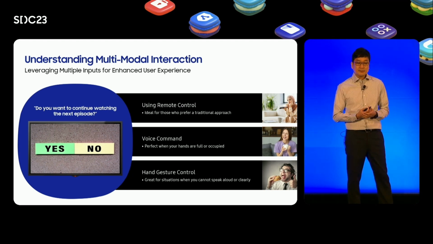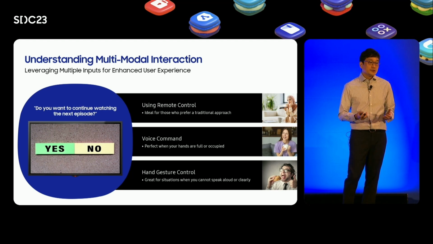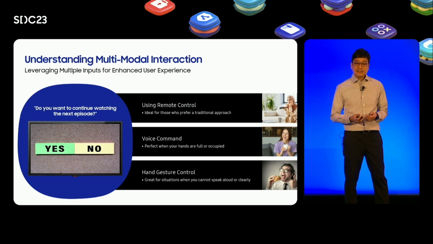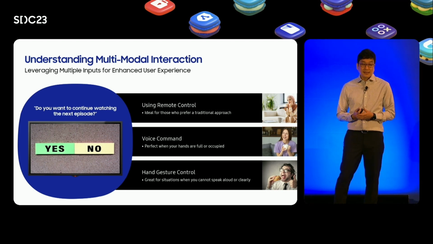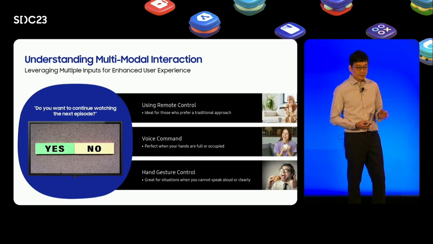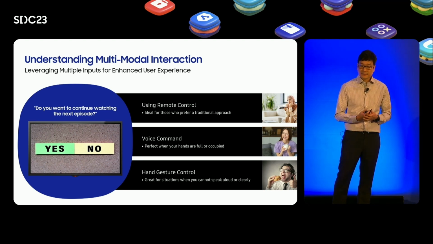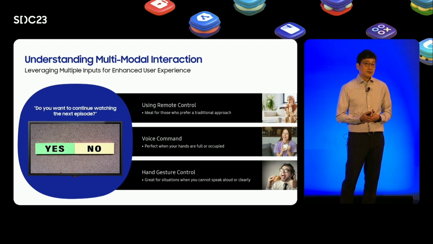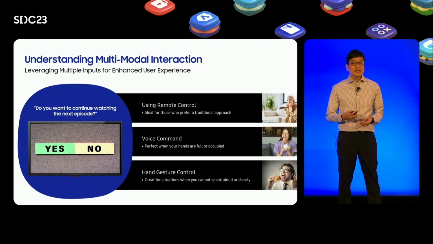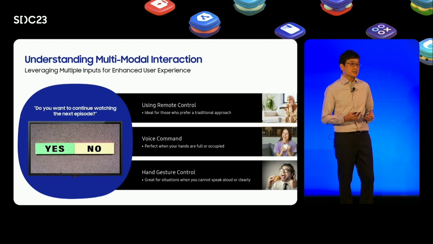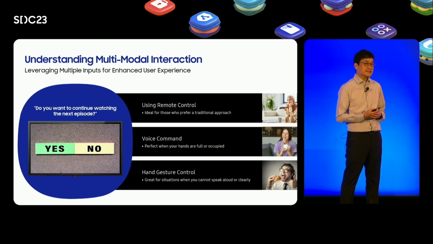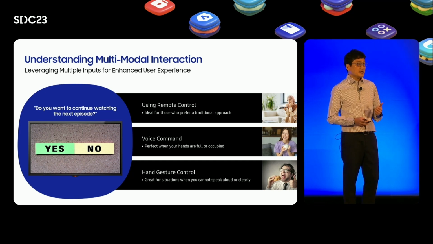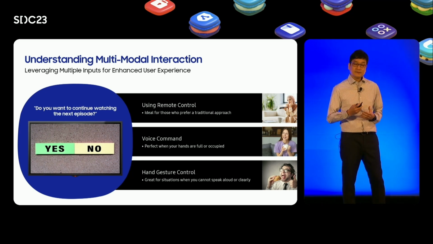However, in a system that supports multimodal interactions, you have more options to respond. You can speak to your TV when your hands are occupied, or use gestures like a thumbs up or the OK sign when you're unable to speak clearly. But multimodal interaction isn't just about offering multiple options. It's also about combining these modes to make your intentions crystal clear. For example, imagine saying yes while giving a thumbs up, ensuring your TV understands your intent even more clearly.